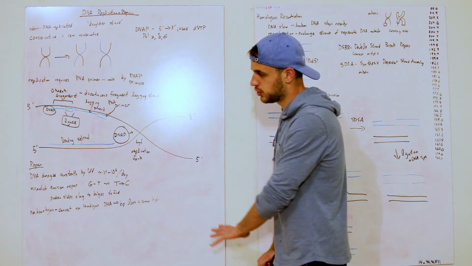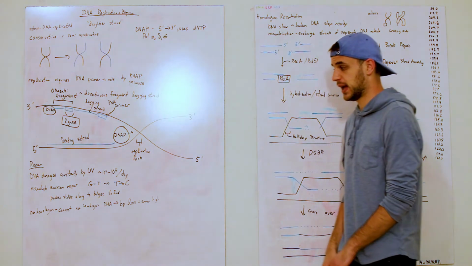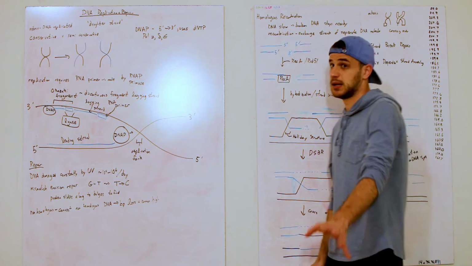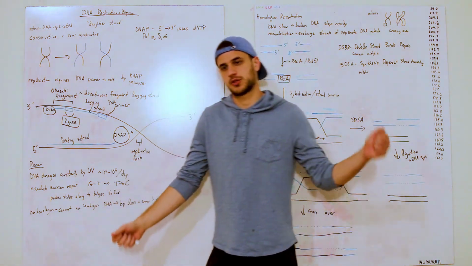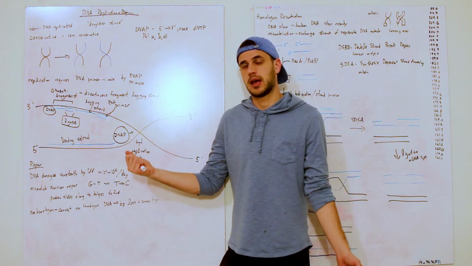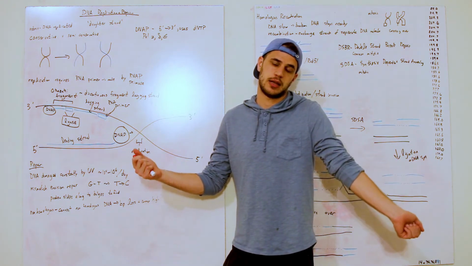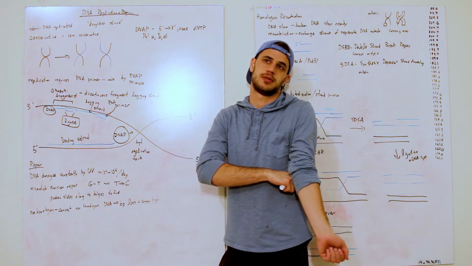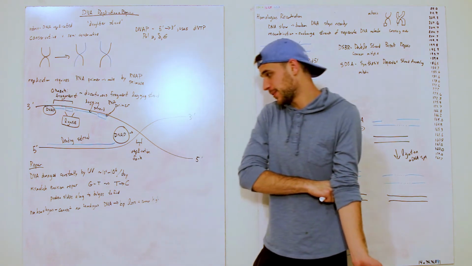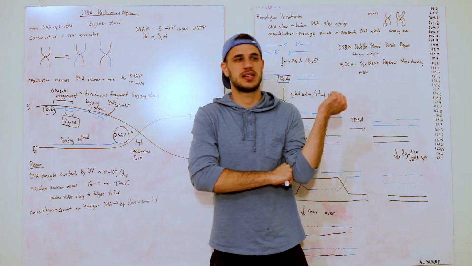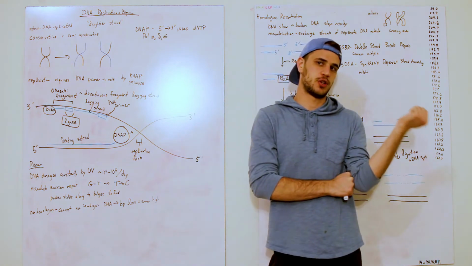Then you have to actually do some real hardcore repair. And this repair can be non-homologous or homologous. Non-homologous means essentially you have a DNA strand that gets broken, and you have a different DNA strand, and then you just kind of connect the two. That's not good, because you're connecting two DNA strands that have nothing in common with each other.